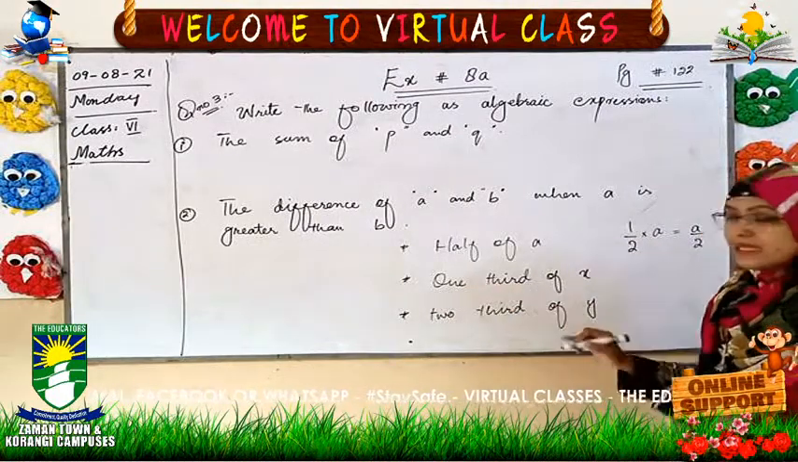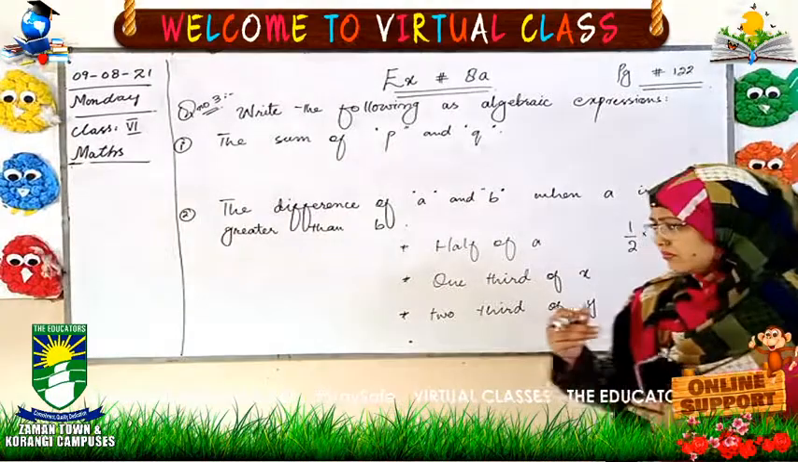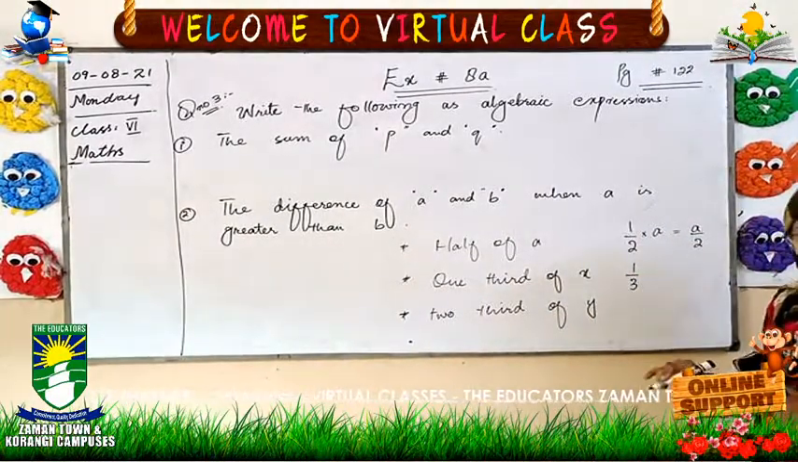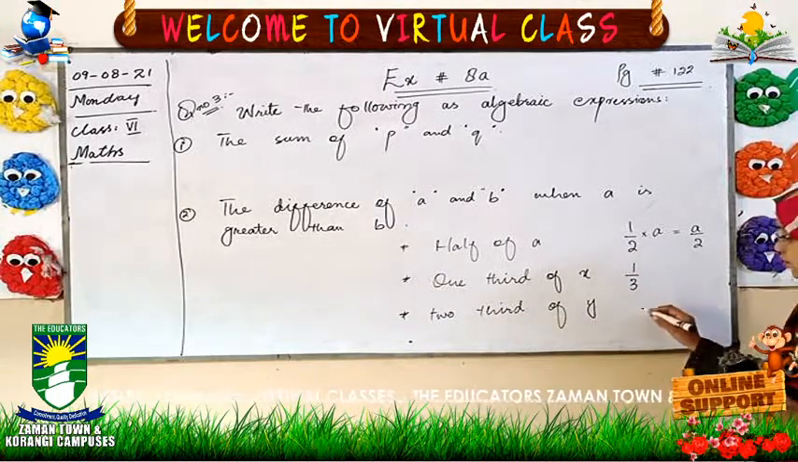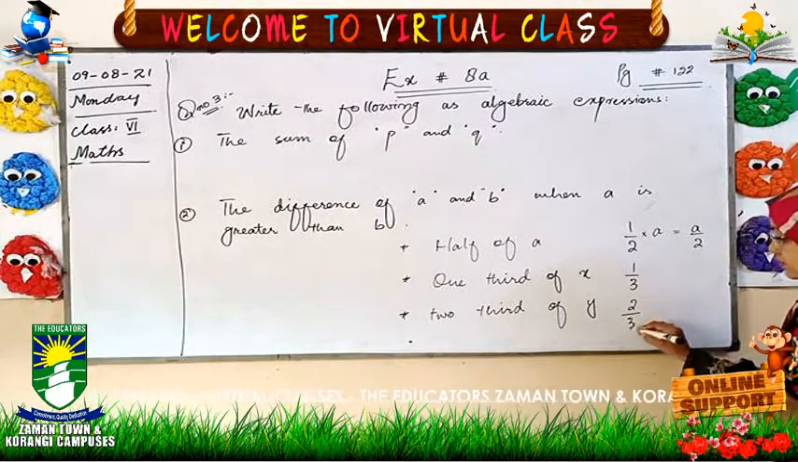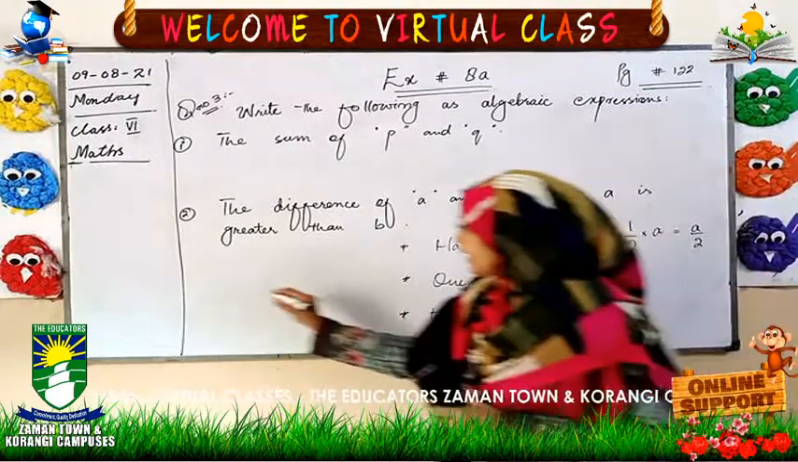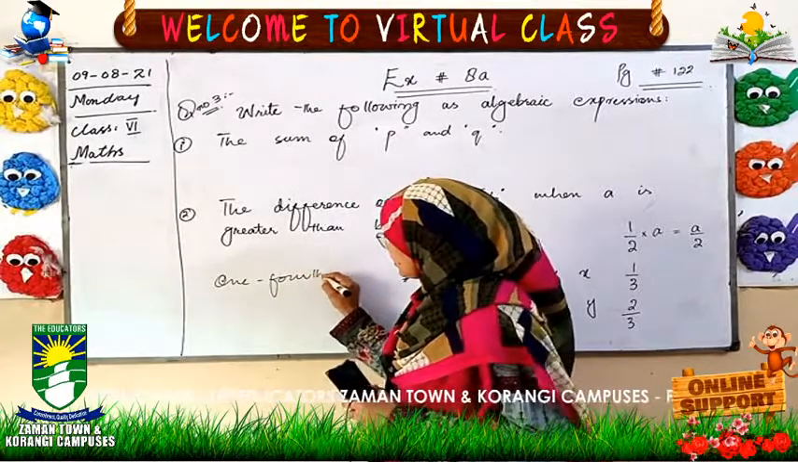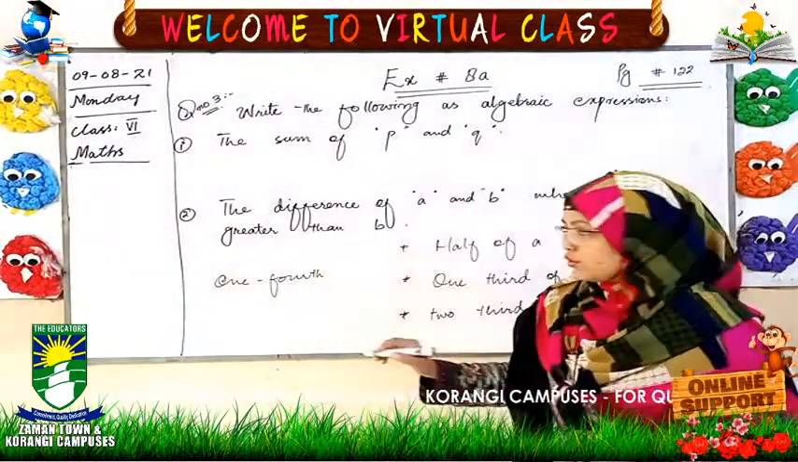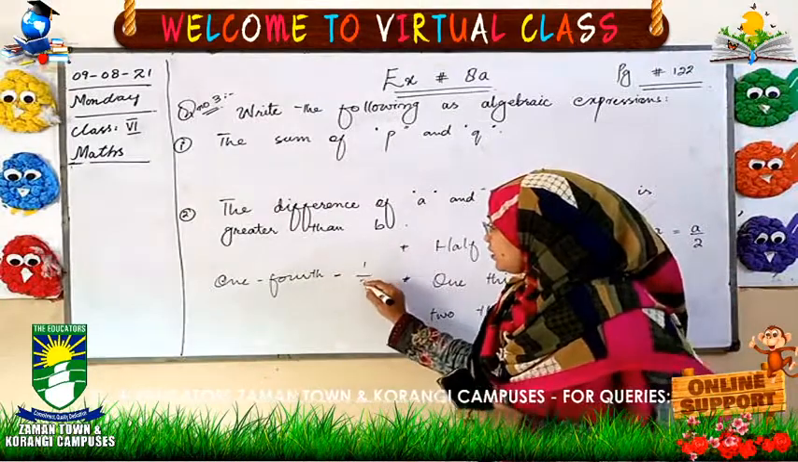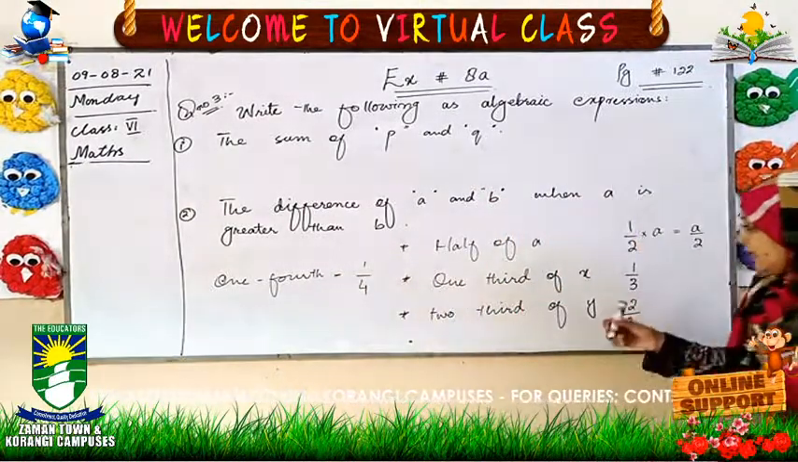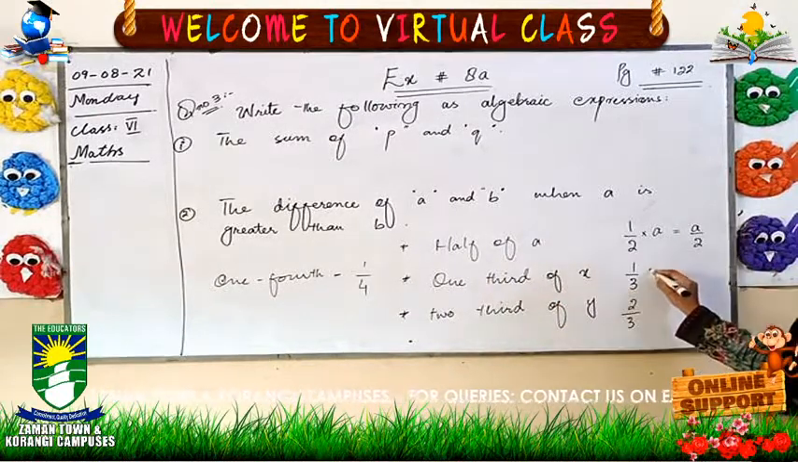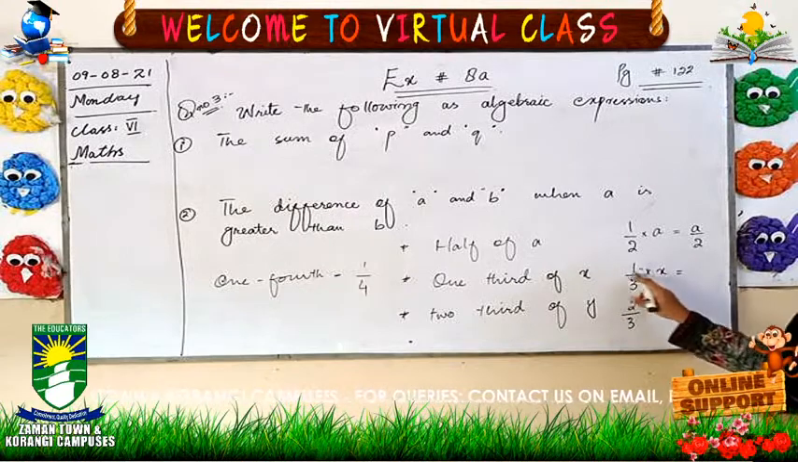Same as 1/3 means it's one part out of 3. 1/3 means 1 upon 3. Is that clear? 2/3 means 2 upon 3. If you have 1/4, 1/4 means 1 upon 4. And after that you will write down the variable that is given. 1/3 of x means 1 upon 3 multiplied by x, that will be equal to x upon 3.